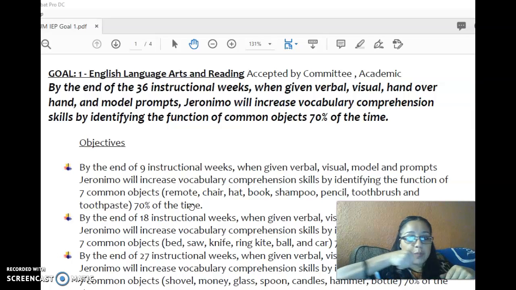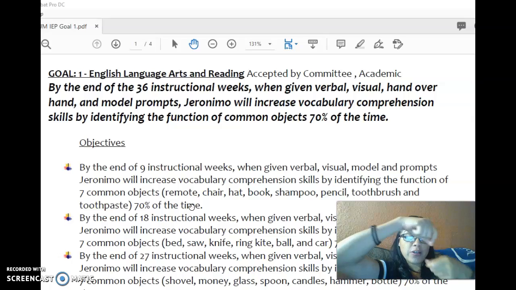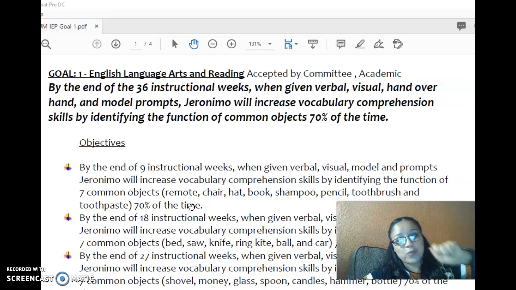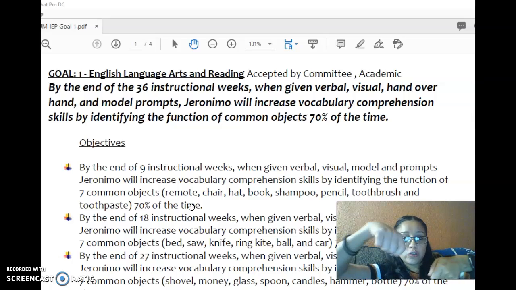What about a toothbrush? A toothbrush, you brush your teeth. So with the toothbrush, you are going to brush your teeth. What about toothpaste? Toothpaste, you put it on the toothbrush, then you brush your teeth. So with toothpaste, you put it on your toothbrush. That's so that your breath can smell pretty.